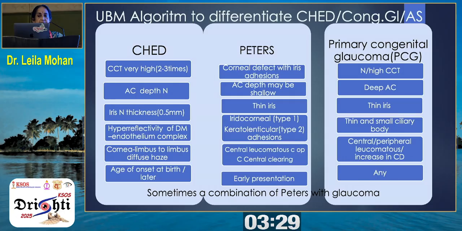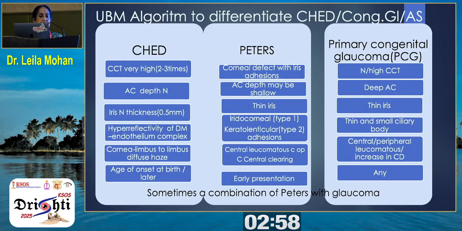These are the three conditions which need to be differentiated at birth: CHED, that is congenital hereditary endothelial dystrophy, Peters, and primary congenital glaucoma. So CCT is very, very high, 2 to 3 times, in CHED. Corneal diameter is high in congenital glaucoma. In Peters, it may be smaller or normal, and iris thickness is normal in CHED. It is thin in Peters and congenital glaucoma.